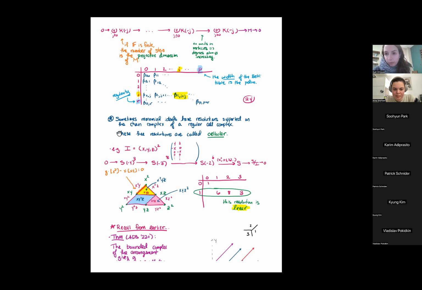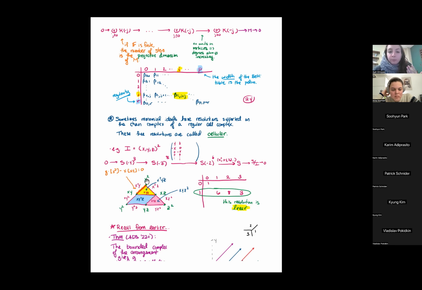I referenced earlier that I got cellular resolutions. If I'm working with a monomial ideal, then sometimes it happens that your resolution is supported on the chain complex of a regular cell complex. And this is just a small example to see how this might happen. So here I'm just taking the second power of the maximal ideal in 3 variables.